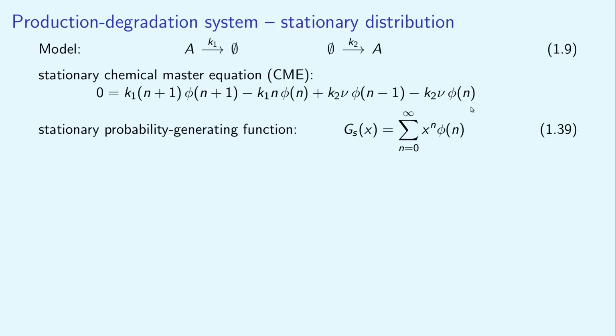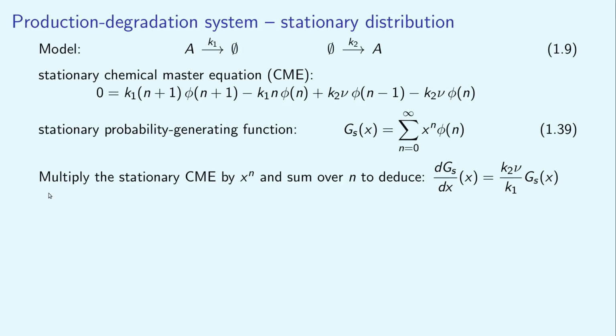First, we use the stationary chemical master equation to derive an equation for the stationary probability generating function, which is defined as this sum. To do this, we multiply the stationary chemical master equation by x to the power n and sum over n. We obtain a very simple ordinary differential equation for Gs.